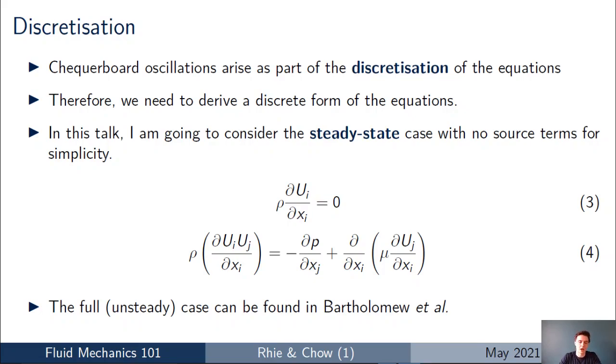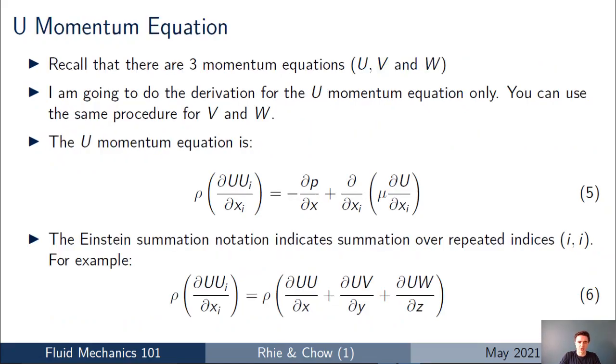For simplicity here, I'm only going to be looking at the steady state case with no source terms. Therefore, the terms left behind are only the most important ones that directly result in the checkerboard oscillations arising. If you're interested in the full unsteady set of Navier-Stokes equations and perhaps the cases with additional source terms, I've linked in the description below a very useful paper which you can follow along with, and it will go through the full treatment using much of the same notation that I use here. But for the video, I'm just going to limit it to the steady state case.